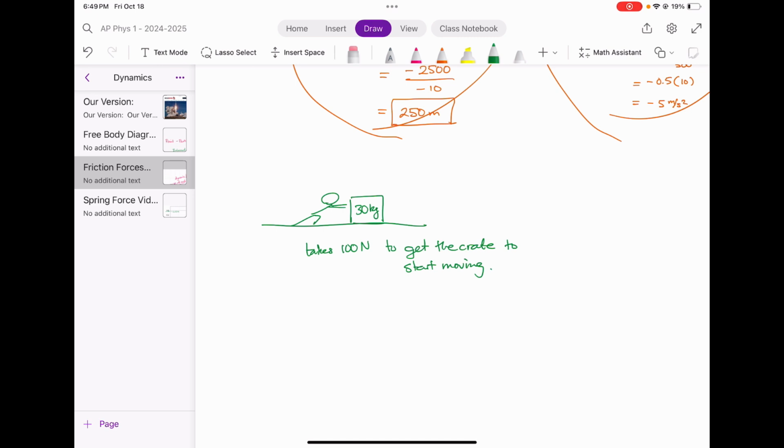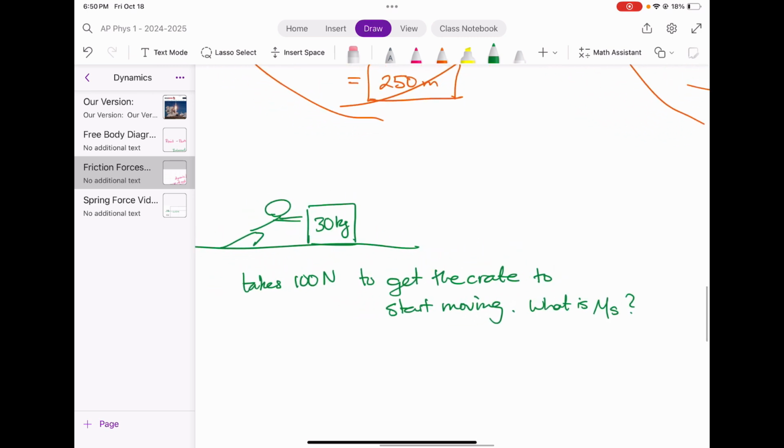And the question is, what is mu s? And yes, we can actually find the coefficient of static friction here. So why do they mention this detail, that it gets the crate to start moving? Why is that important? It's because once the crate starts to move, we have hit the maximum value of the static frictional force, right?